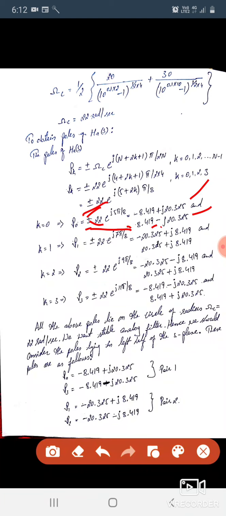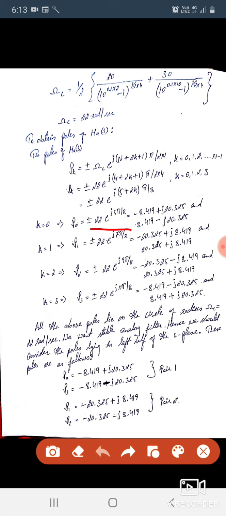In the same way we have to calculate for k equals 1. Just substitute in the equation, you will be getting this result. Then k equals 2 and k equals 3, you will be getting the results like this. All are complex conjugate values. If you observe here, all are complex conjugate values. Next, I will be taking the pairs.